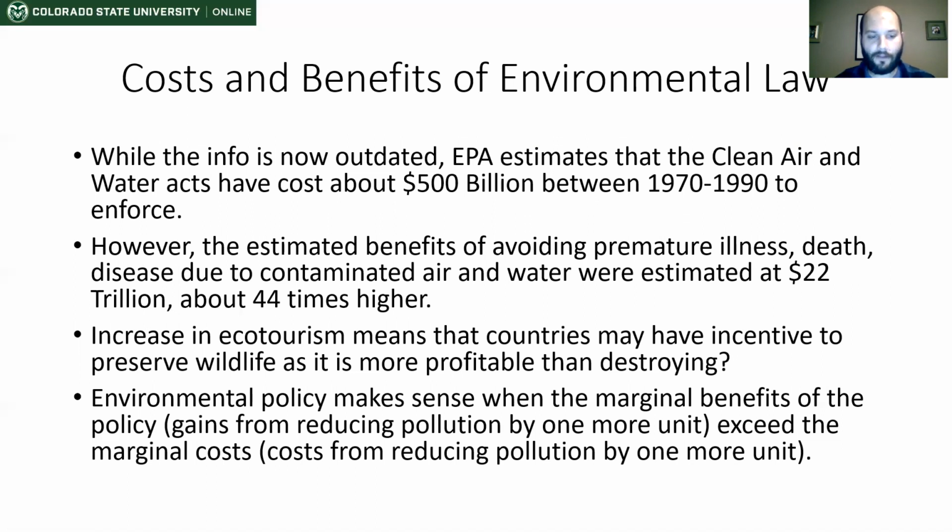In general, the economist holds that environmental policy makes sense when the marginal benefits of the policy exceed the marginal costs. So the gains from reducing pollution by one more unit are higher than the costs of reducing that pollution. And once again, as I've alluded to, a lot of what goes into agricultural and environmental economics is this sort of cost benefit estimation.